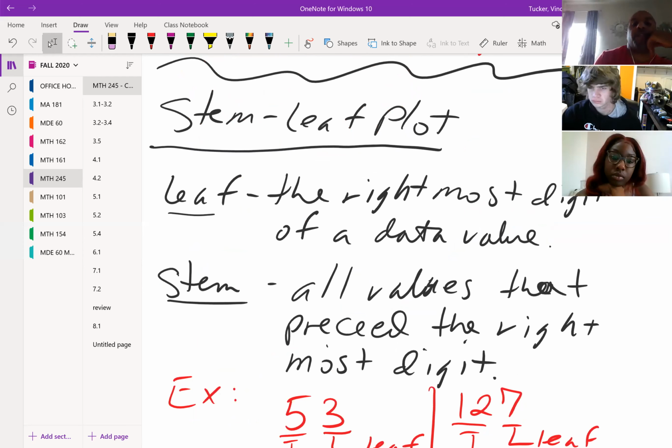All right. So next thing, your stem and leaf plot. Your leaf is going to be the rightmost digit of a data value. Your stem will be all of the values that precede that rightmost digit.